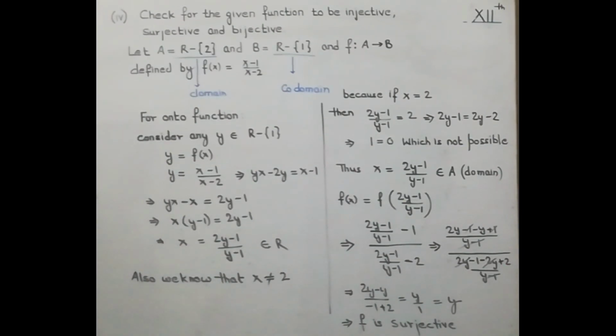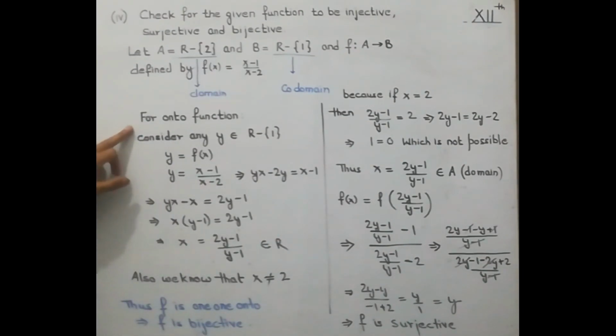What we proved earlier is that it is one-one, and now we have proved that it is onto as well. So the function is both one-one and onto. So what's the final result? So this portion is clear to you.